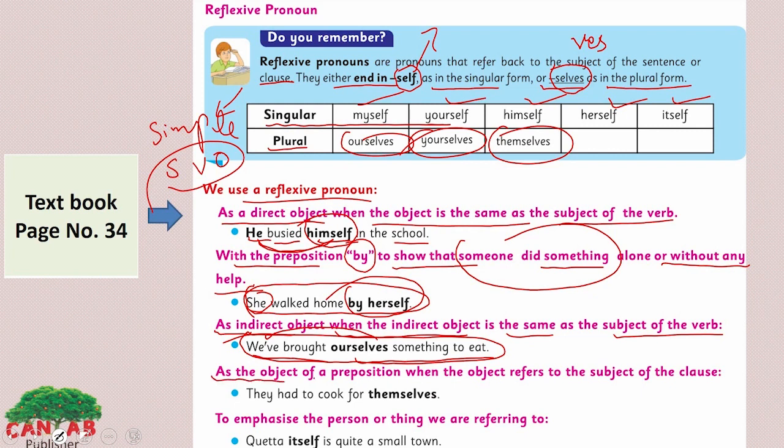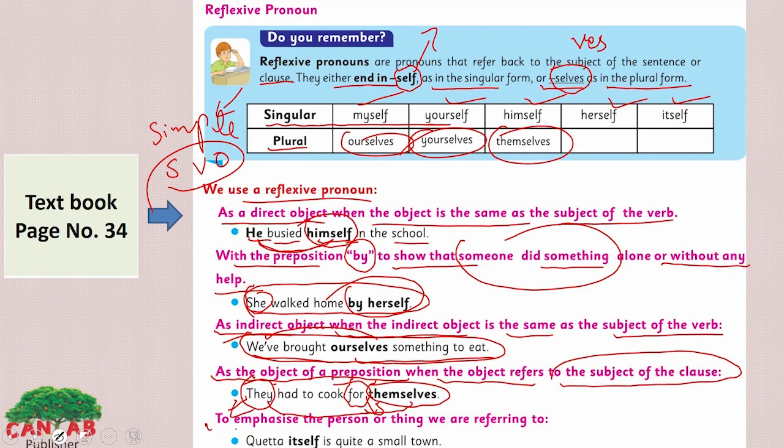Now look at this as the object of a preposition when the object refers to the subject of the clause. Subject इधर क्या है, they had to cook for themselves. So we have added for here, the preposition. I know you people know the use of preposition. Preposition shows the relationship or shows the direction of the nouns and pronouns. So here they is a subject, for is a preposition, and themselves is a reflexive pronoun here. They and themselves are talking about the same person here.